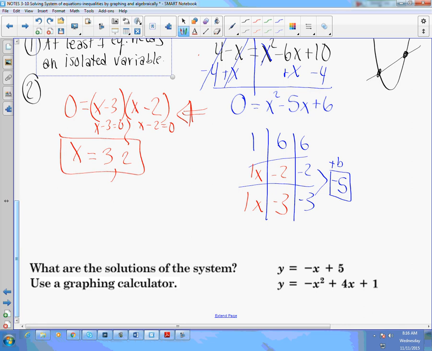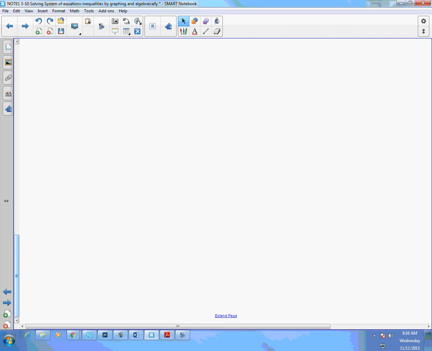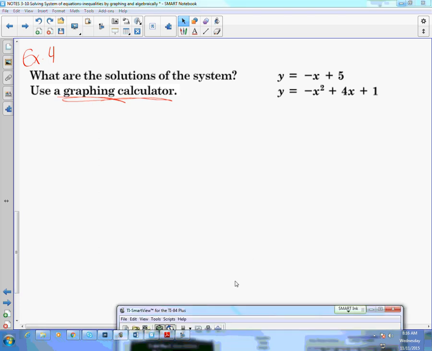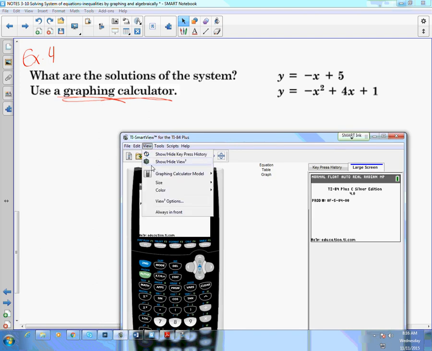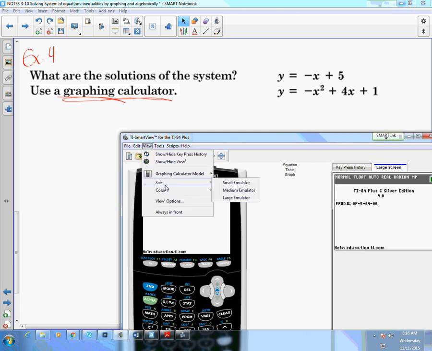Okay, the last way before we move to inequalities, example 4, is solving by graphing on a calculator. So we all have our calculators. Write down number 4. And I'm going to use a different calculator because the camera seems to be freezing my screen. I just don't know how to make this bigger. That's as large as it gets.